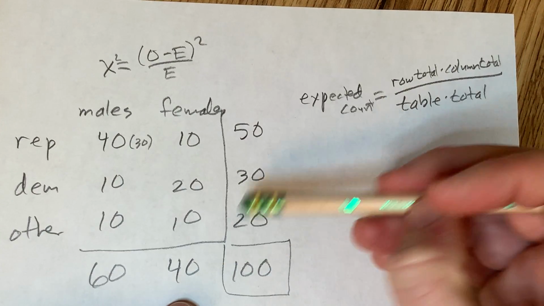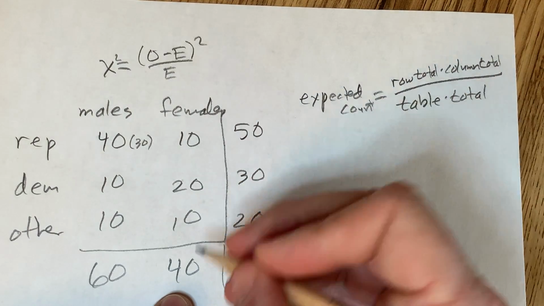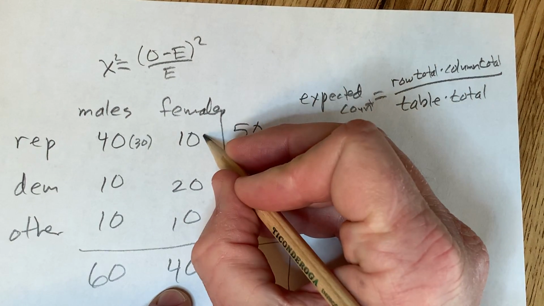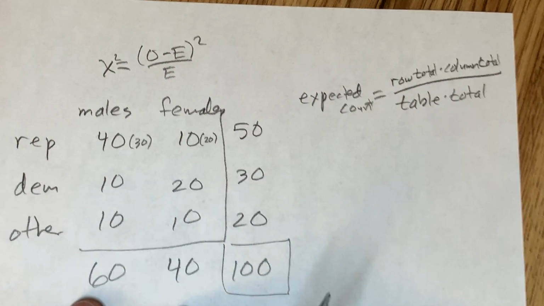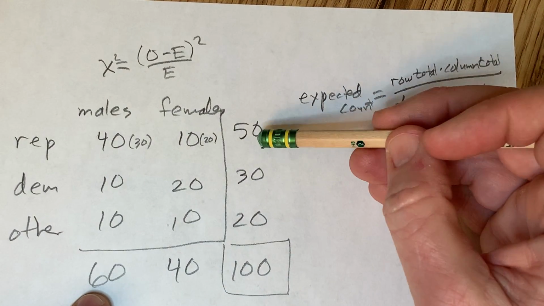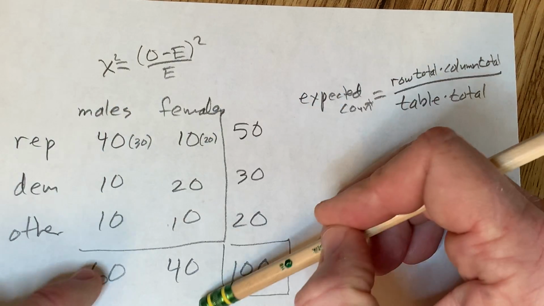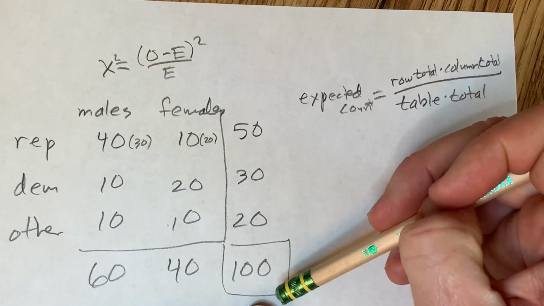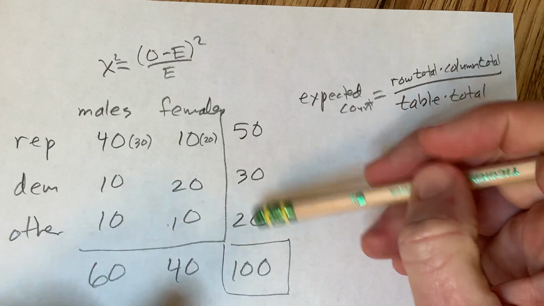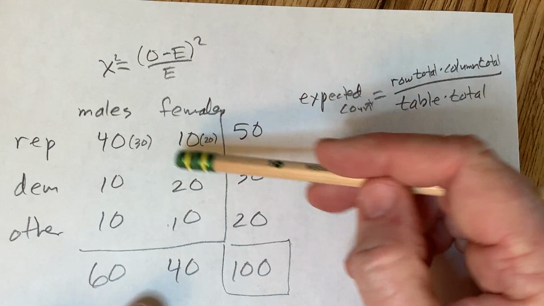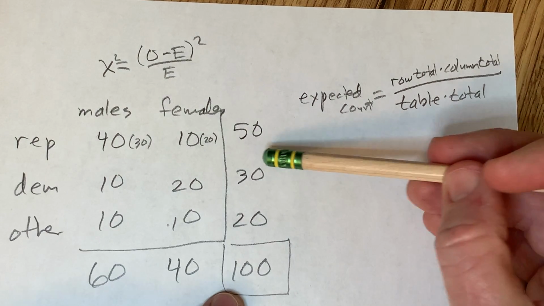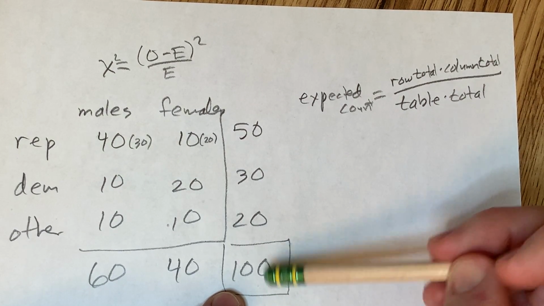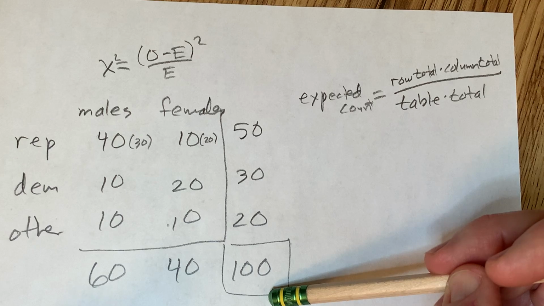For the females, if half of them are Republican, I would expect 20 of them. So if the null is true and there is no difference between males and females, we're expecting them to be the same. Of these people, half of both the males and females would be Republican. Also, 30% would be Democrats, because we've got 30 out of 100 that are Democrats in the combination of these two samples.